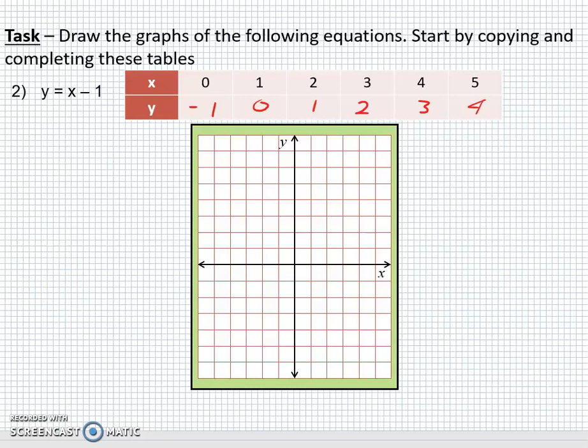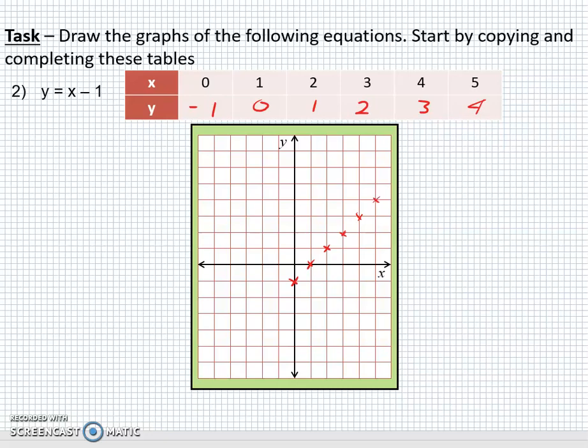So we're now going to plot these on the graph. So we're going to go 0, -1, and then 1, 0. So 1, 0, and then 2, 1, and then 3, 2, and then 4, 3, and 5, 4.